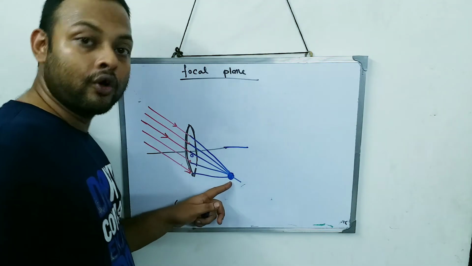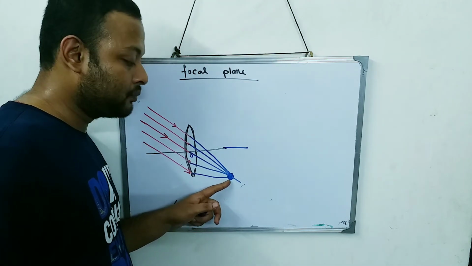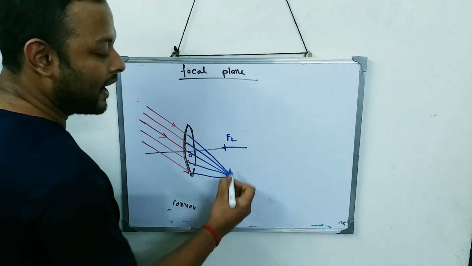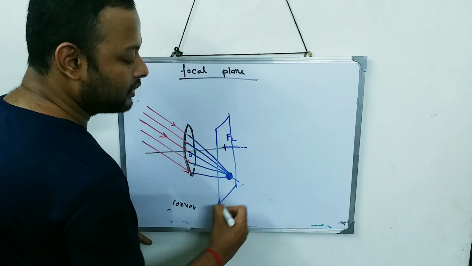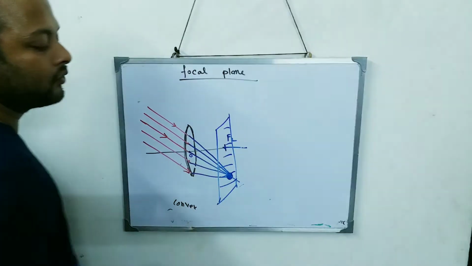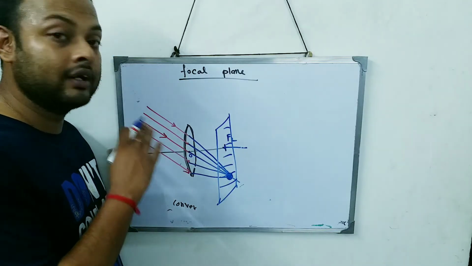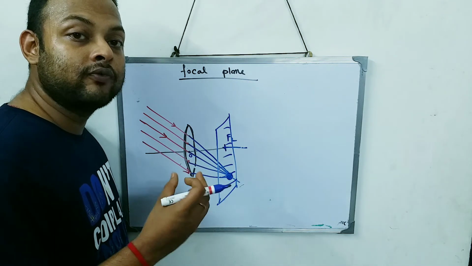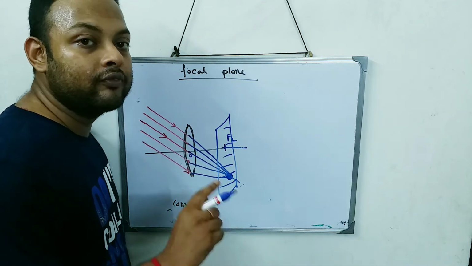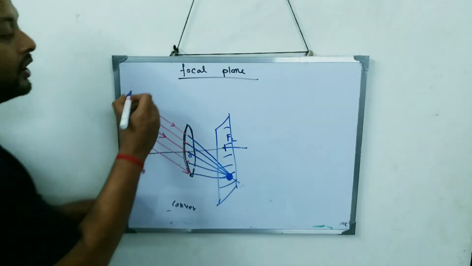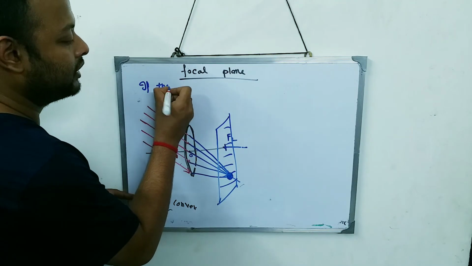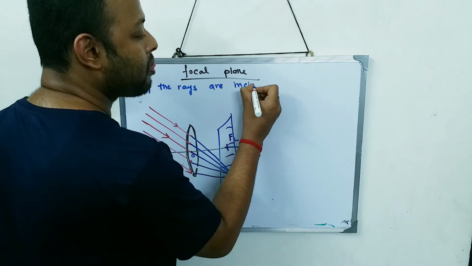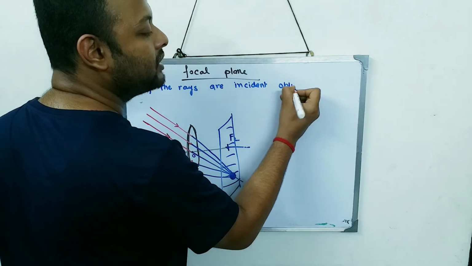This point is not the focus. Focus is over here, F2. But this point happens to lie on the focal plane. So what I can say is, when the rays are incident obliquely, the image is formed on the focal plane. Incident obliquely means slanting, okay?